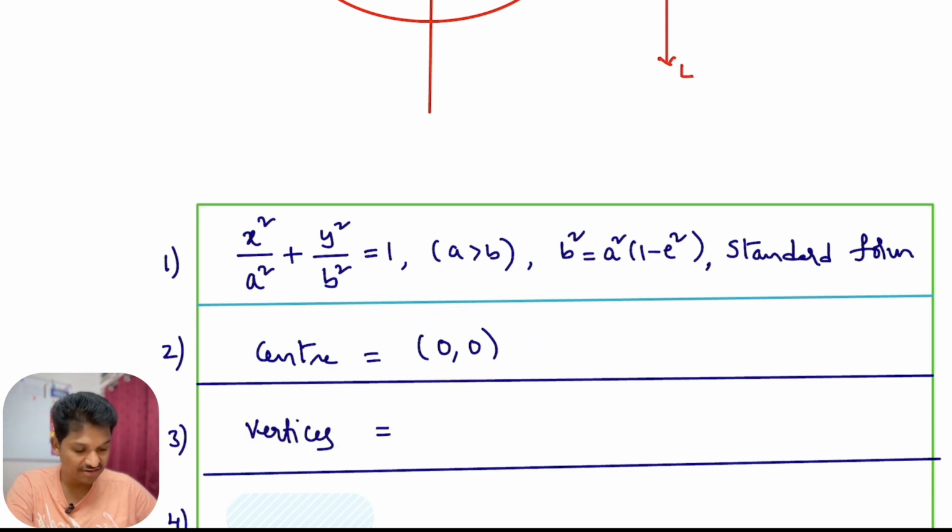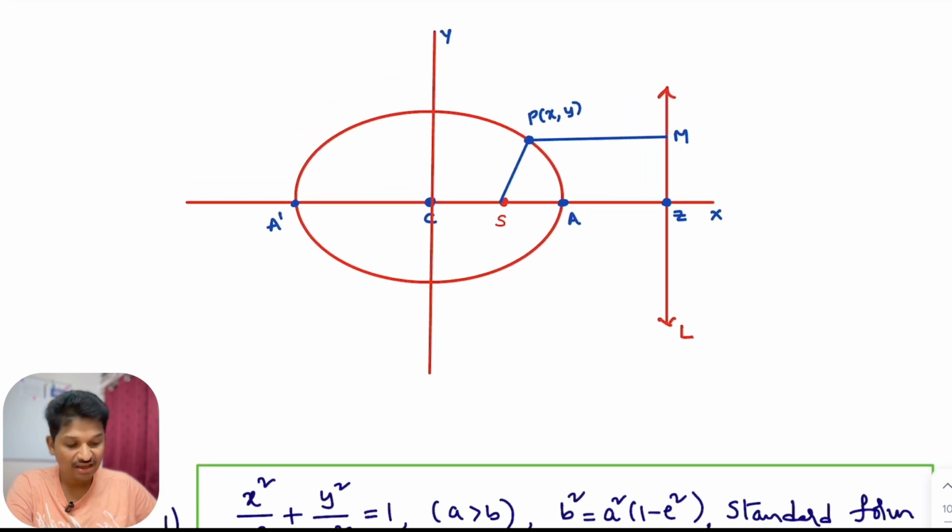Center is over. Next what? Vertices. See, where is the major axis in this? This AA dash, AA dash is called major axis. This BB dash, this is B. I'll mark here. This is B, this is B dash. BB dash is called minor axis. Why major axis? Because this length AA dash is bigger than this. That's why AA dash is called major axis, and this BB dash is called minor axis.